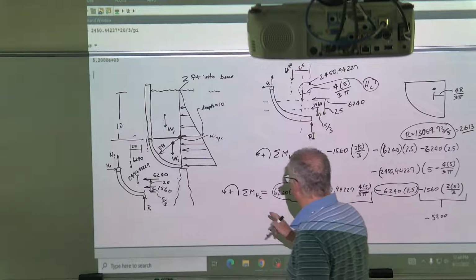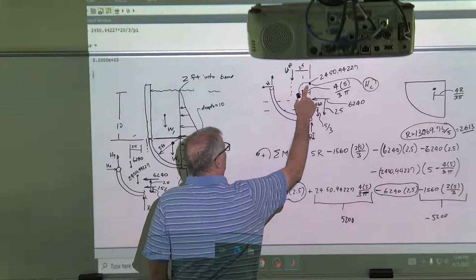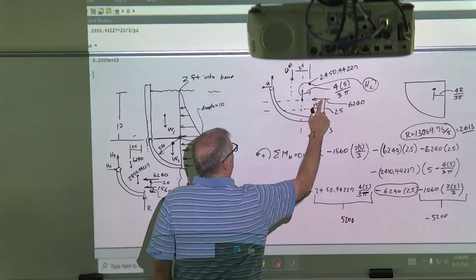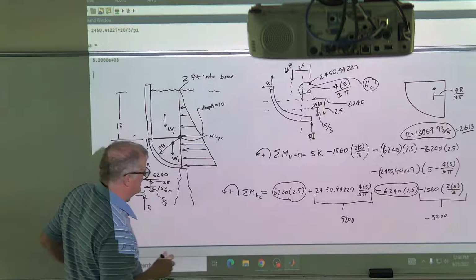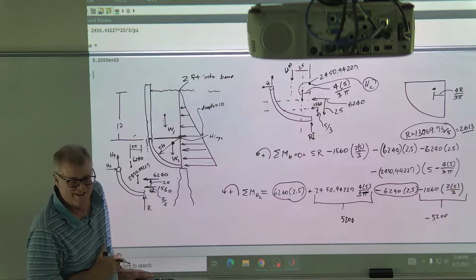So when you sum the moments about the hinge in there, this force and this force offset the moment of those two. And then the other two offset each other as well.